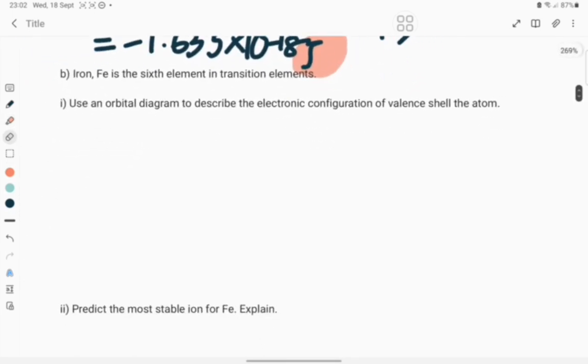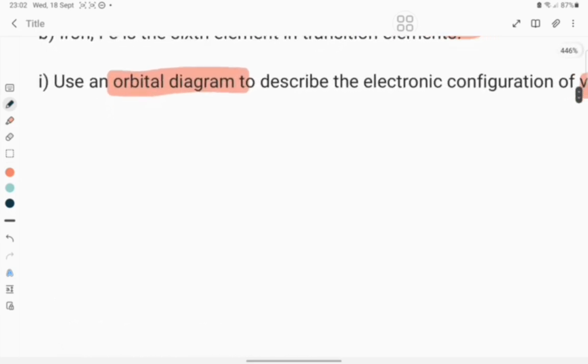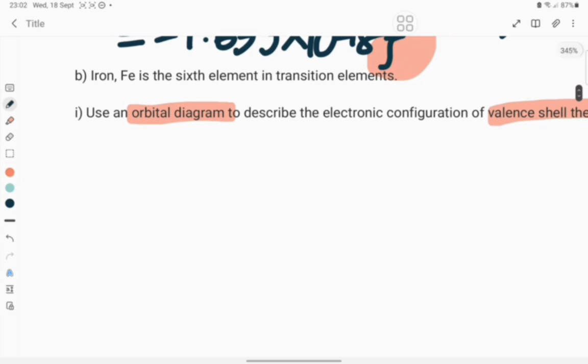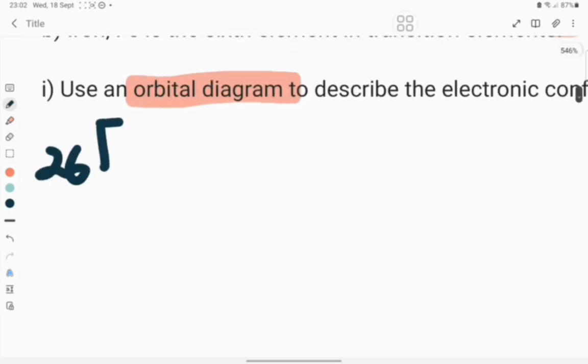Okay, second question. Iron is the sixth element in transition elements. Use an orbital diagram to describe the electronic configurations of valence shells of the atom. Okay, so in this question, we need to find the proton number of Fe first. So the proton number of iron is actually 26. Then you write out the electronic configuration first.